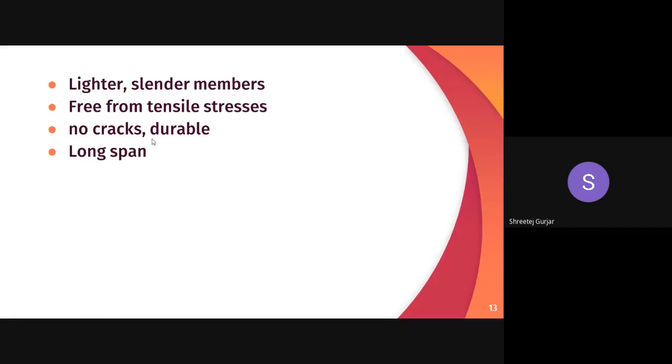Then there are lighter sections and lesser dead load, and higher compressive strength and higher shear strength of your PSC element compared to RC elements. All these things result in longer span. We can give a longer span to your beams compared to an equivalent RCC element. When you compare this, we can provide very long spans, which is not possible in RCC type of design.